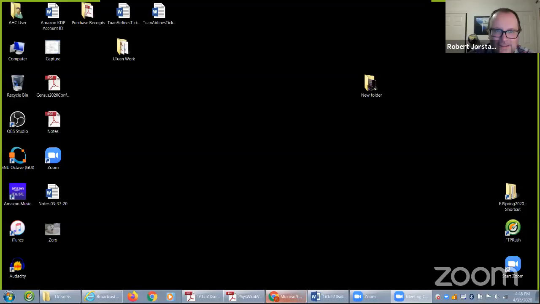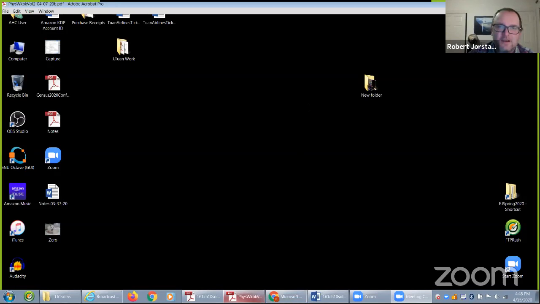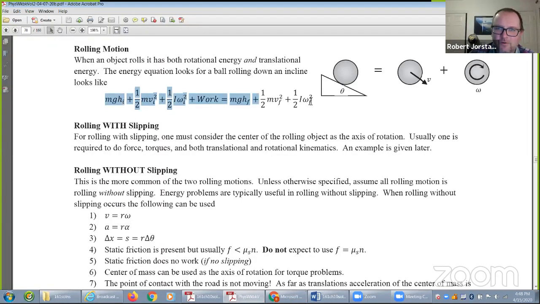We're going to talk about this. We're talking about rolling motion. This is the energy equation that governs it. To be clear, there are 2 terms that talk about rotational energy. There's the translational and the rotational. This is in contrast to swinging motion.